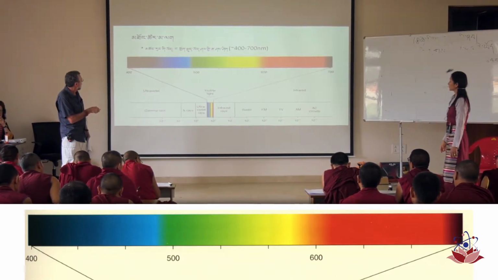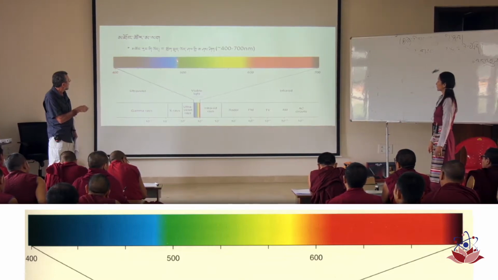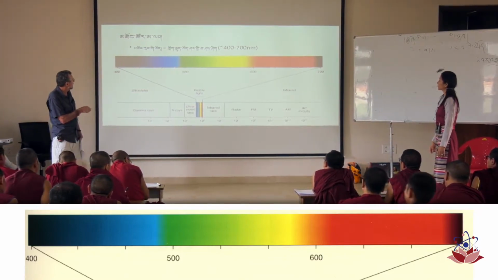So the lower wavelengths here, from 400 up to about 480, are sensed as blue.